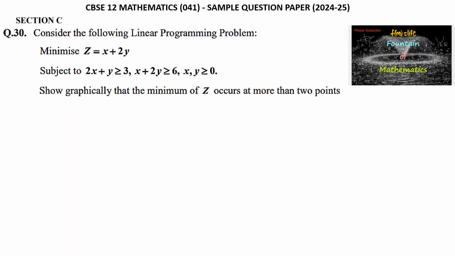So given a linear programming problem, LPP, to minimize z is equal to x plus 2y, subject to the constraints 2x plus y is greater than or equal to 3 and x plus 2y is greater than or equal to 6, and x and y both are greater than or equal to 0, which represents the first quadrant. Let's see the graph.